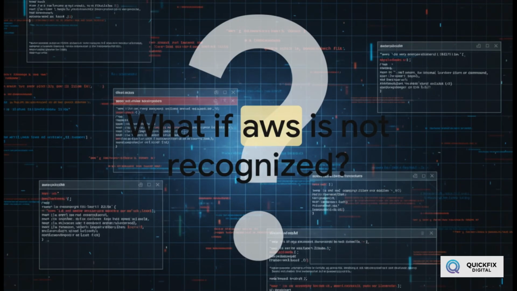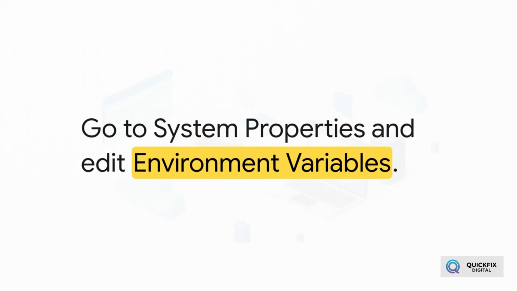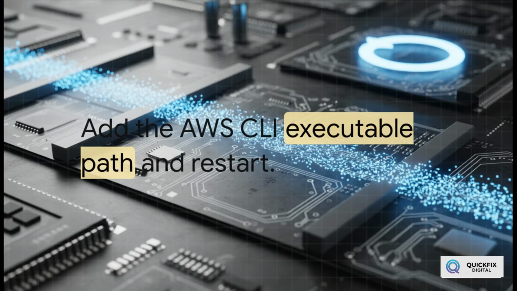But wait, what if your system throws an error saying AWS isn't recognized? Don't panic. Open your Windows System Properties, click Advanced, and then hit Environment Variables. Just add the AWS CLI installation path to your variables and restart your command prompt.